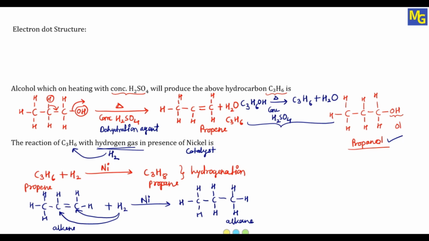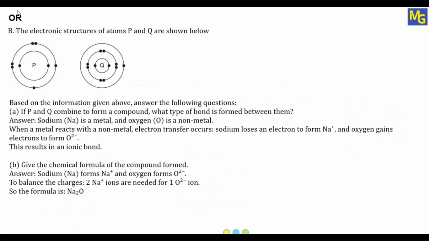So now we will move to the next question, that is the OR option of this question. The next OR option is: the electronic structures of atoms P and Q are shown below. So these are the electronic structures of atoms P and Q. We don't know the atoms P and Q. So see, this is P, and here the first circle is called K shell, the second circle is called L shell. Same way in this element also.